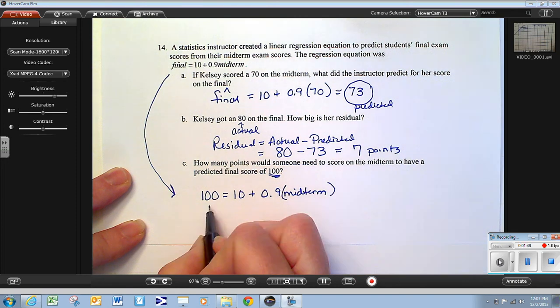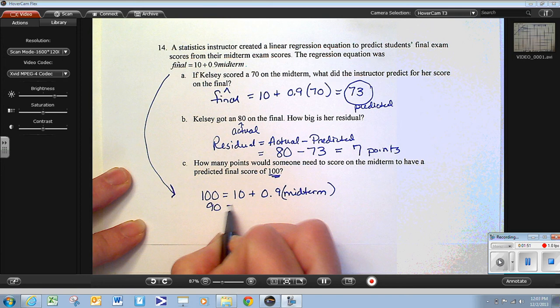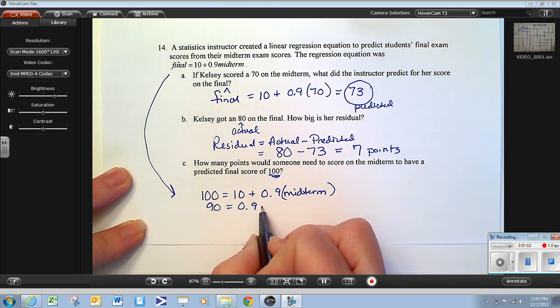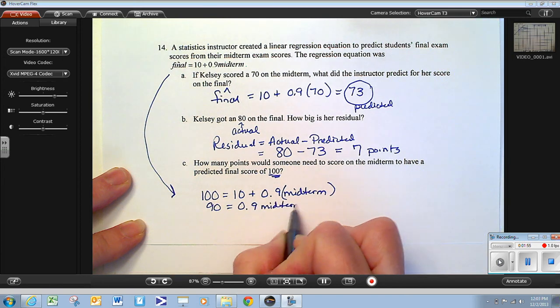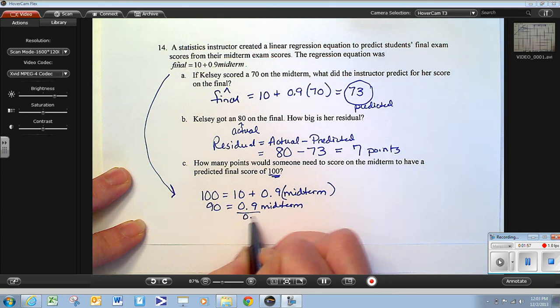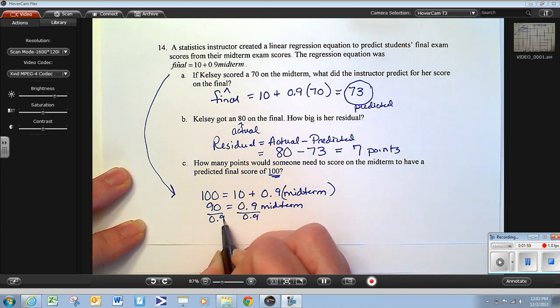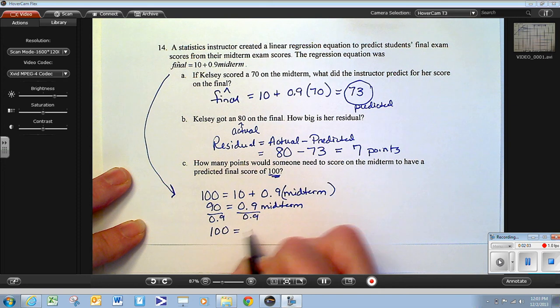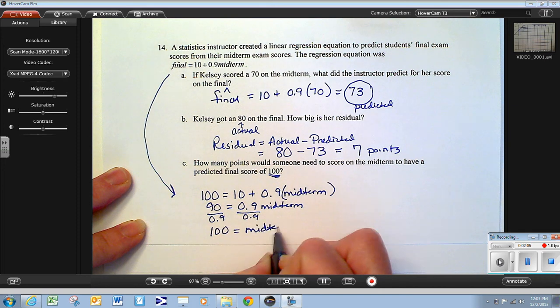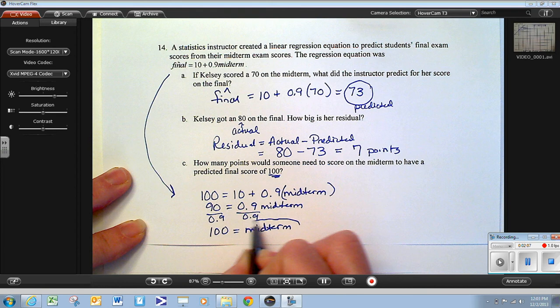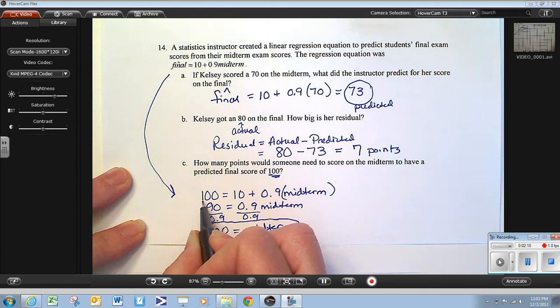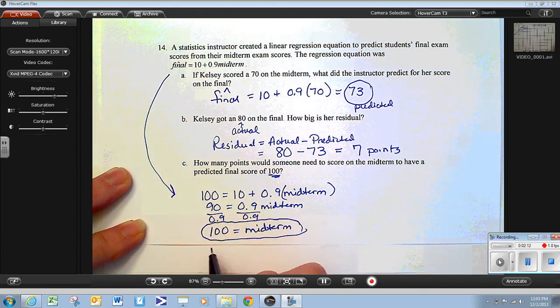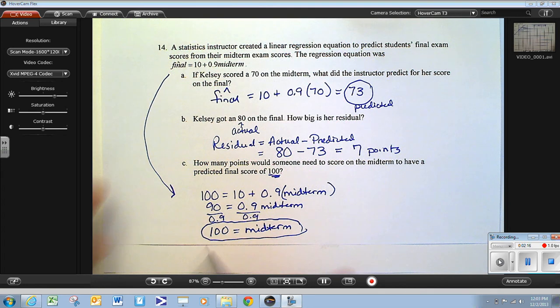I'm going to subtract my 10 first. 0.9 times midterm. Divide both sides by the 0.9. And 90 divided by 0.9 happens to still be 100, which would say if you are going to get a midterm value of 100, it predicts 100 to be on your final exam, which is a pretty clear-cut example of why the professor, or instructor, would have created that model.